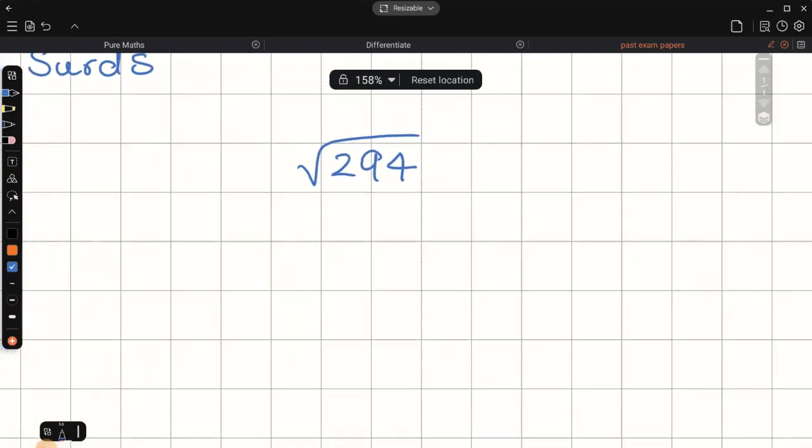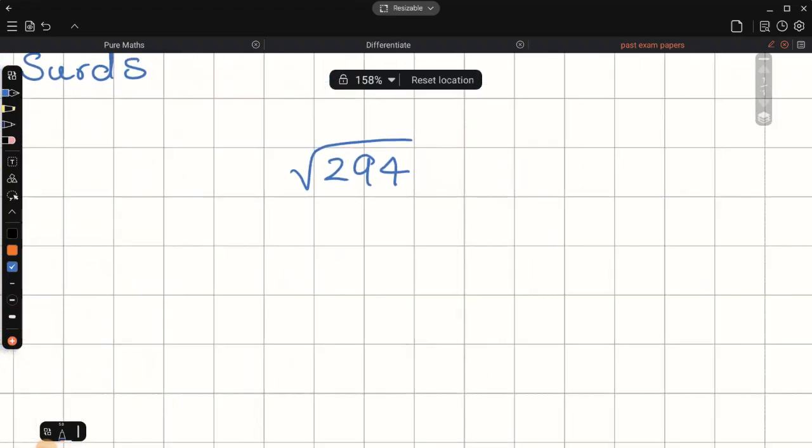Now let's look at the second question. To simplify root 294, identifying the largest square number that is a factor of 294 is much harder. So I'm going to show you the prime factor method, which makes this question much easier. To do that, first we express 294 as a product of prime numbers.